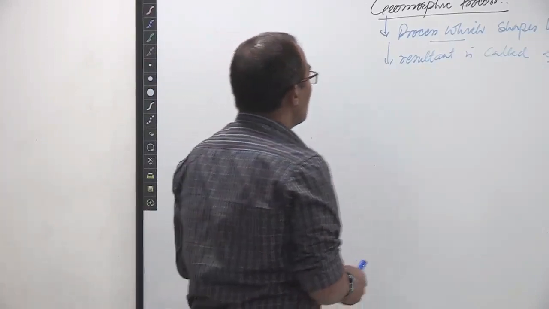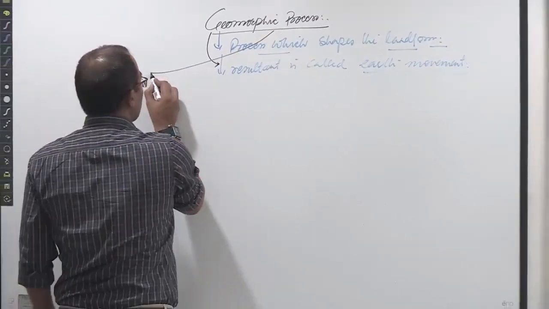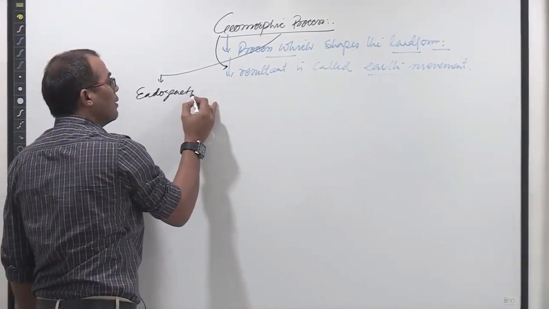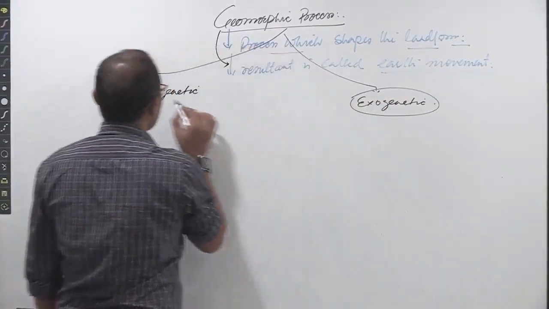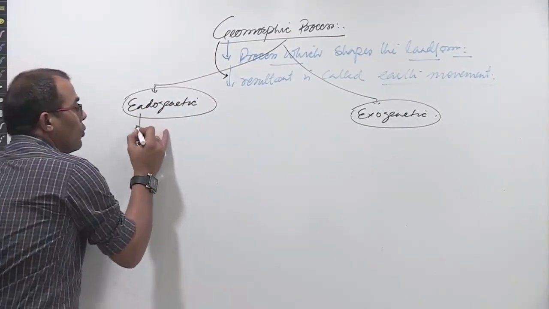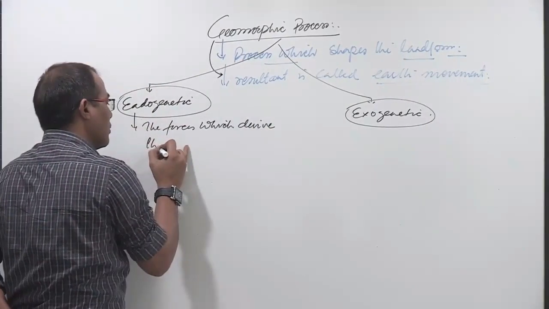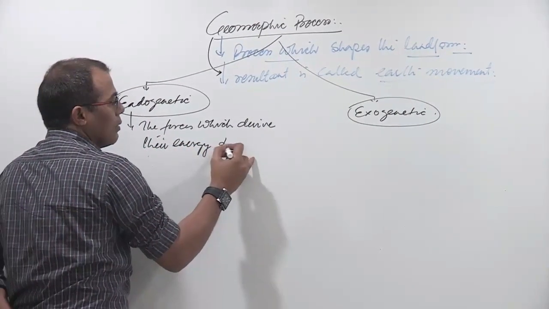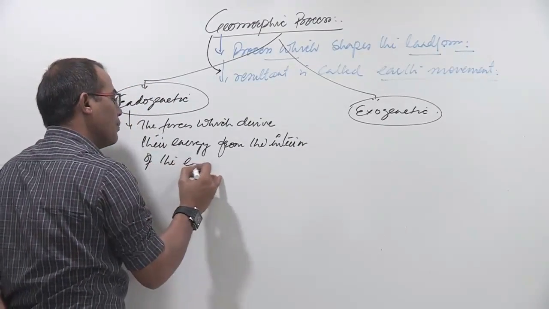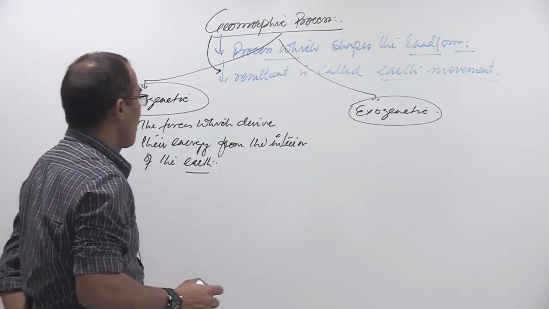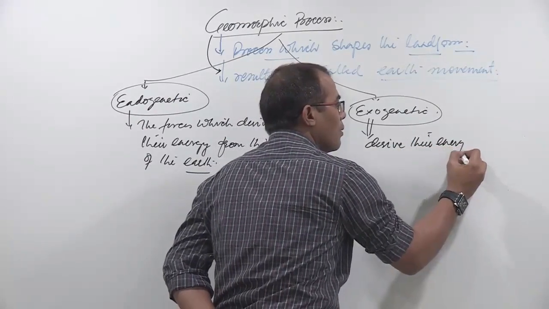Hope we are clear. So the process is called geomorphic process and the resultant is called earth movement. And that geomorphic process is divided into endogenetic forces and exogenetic or exogenic forces. The endogenetic forces derive their energy from the interior of the earth. The exogenetic ones derive their energy from the atmosphere.